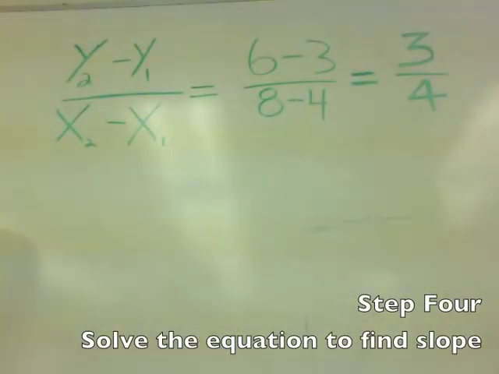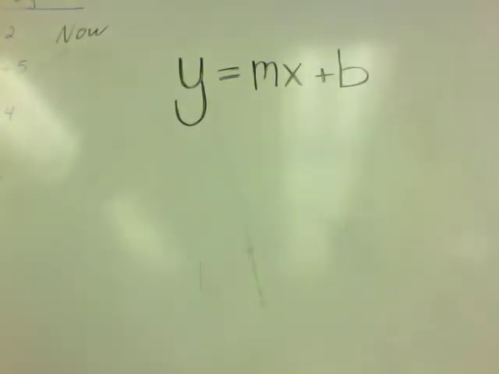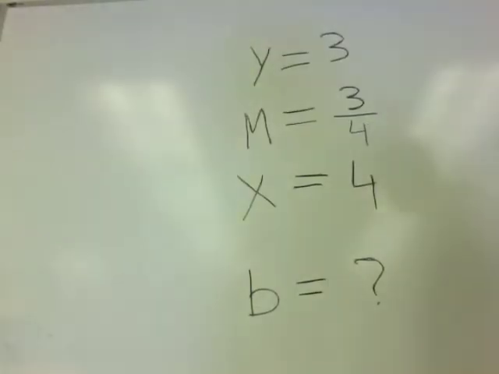In step 4, we solved the equation using our slope formula, and here we were able to get the slope of 3 over 4. Now that we found our slope, we're going to put it into intercept form. Now that we know our formula, we are going to solve for b.